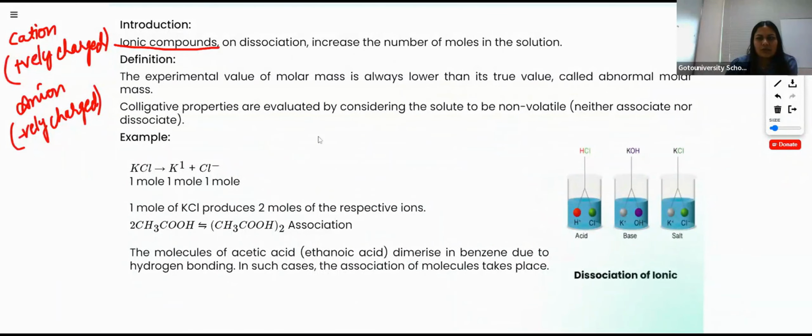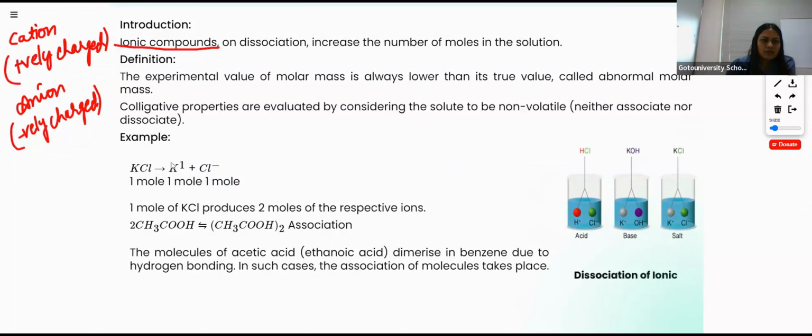Let's take an example here, KCl. KCl is an example of an ionic compound, having K with a positive charge and Cl with a negative charge. So what kind of reaction are they showing? A dissociation reaction, where potassium chloride is dissociating into 1 mole of potassium and 1 mole of chlorine, right?